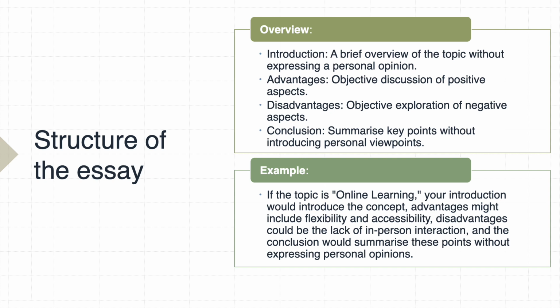Moving on to the second part, we have the advantages section. Here, you'll elaborate on the positive aspects related to the topic. Remember to provide supporting details to make your arguments convincing. The third part focuses on the disadvantages. In this section, your aim is to thoroughly analyse the negative aspects. Just like in the advantage section, back up your points with concrete examples.